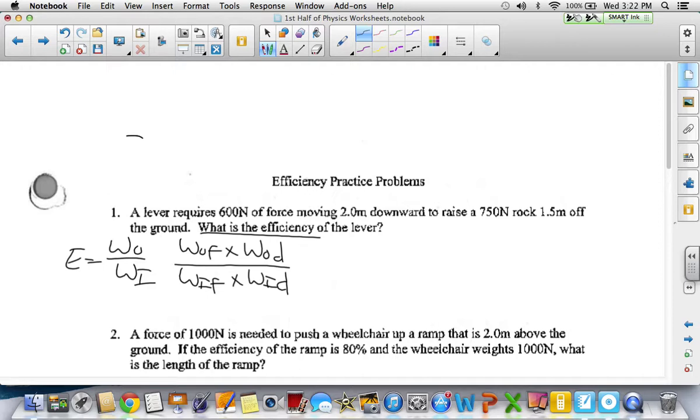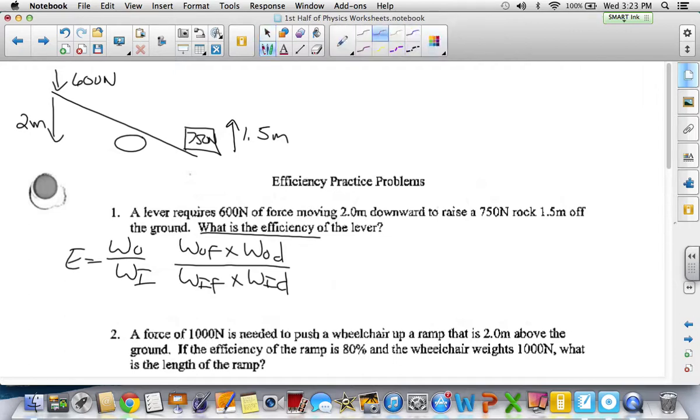So here's our lever, here's our object. A lever requires 600 newtons of force moving 2 meters downward. So here's our 600 newtons of force. The lever has to go 2 meters downward to raise a 750 Newton rock 1.5 meters off the ground. There we go. So again, if you can draw the picture, now we can label the parts.